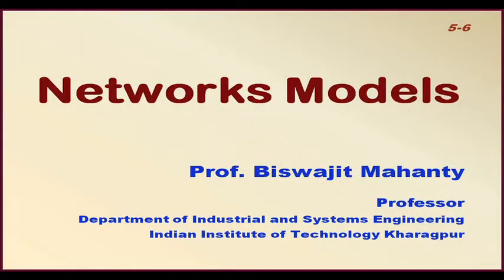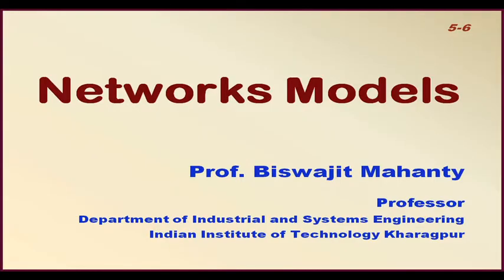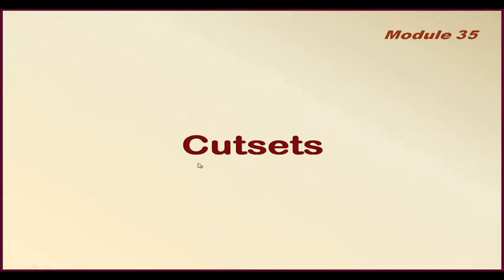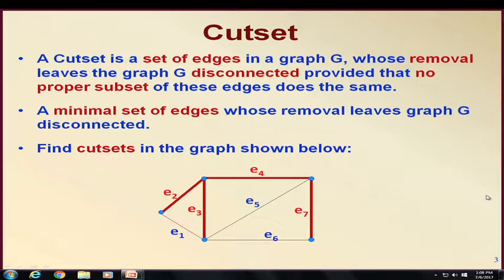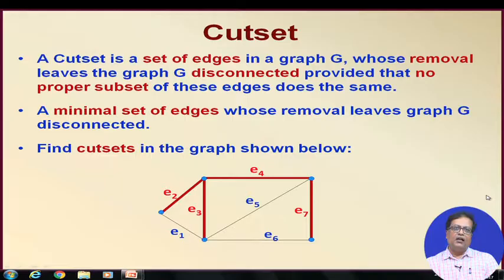Right. So we are discussing the network models, and in our previous class we have seen the tree and the spanning tree concepts, and from there let us move ahead to another concept that is known as cutsets. A cutset is a set of edges in a graph G.